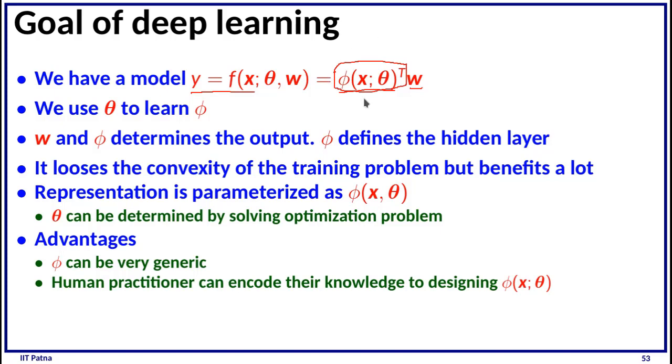So we sometimes say that this representation of my data is parameterized as phi star, and we need to determine this theta. In order to find this theta, we need to solve some optimization problem. When we try to determine this phi, it's actually complex, and phi can be generic as well. So identifying those features is difficult, but if we have some prior knowledge about the problem, then we can encode the prior knowledge into this function through some mechanism.